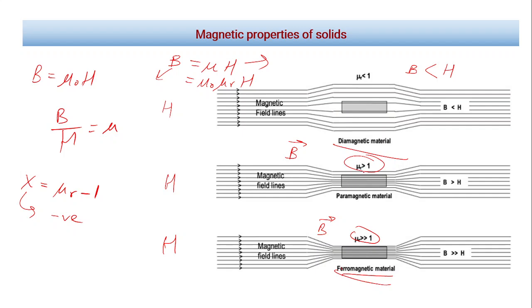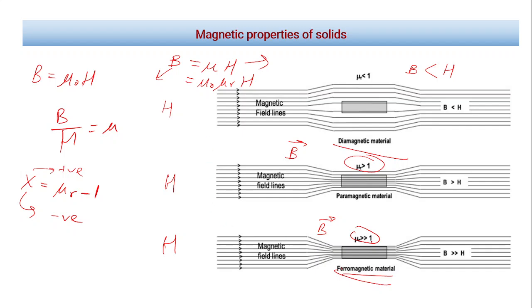And when the permeability constant is more than 1, then this will be small, but it will be positive. In that case, when permeability is more than 1, it will be positive. It means it has a better chance of getting magnetized, this material we are talking about, because susceptibility and permeability are the properties related to that material.